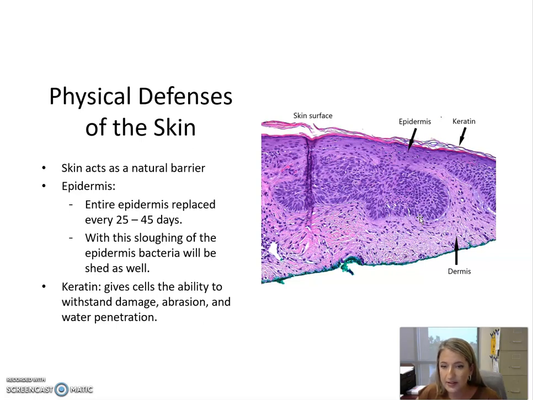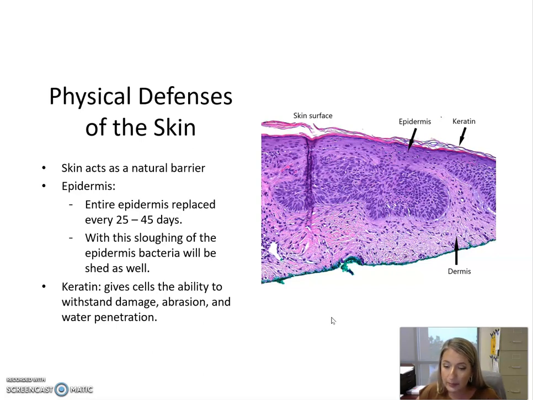That keratinized surface in the stratum corneum, the dead skin cells that are impregnated with keratin, makes it resistant to things like abrasion, water penetration, damage, microbial invasion. So as long as the skin is kept intact, it's a really good defense towards microbes.